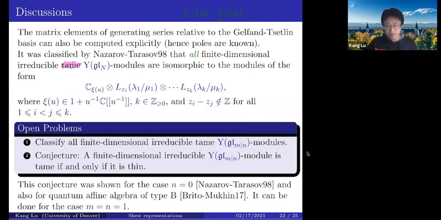Another one is one would expect that tame and same, they are basically the same thing. So recall that tame means it's diagonalizable. Same means it's not only diagonalizable, but also has simple spectrum. So this was shown for the even case and also for the quantum affine case of type B. So for the general super case, I don't know the answer yet, but at least for the GL(1|1) case it is true.